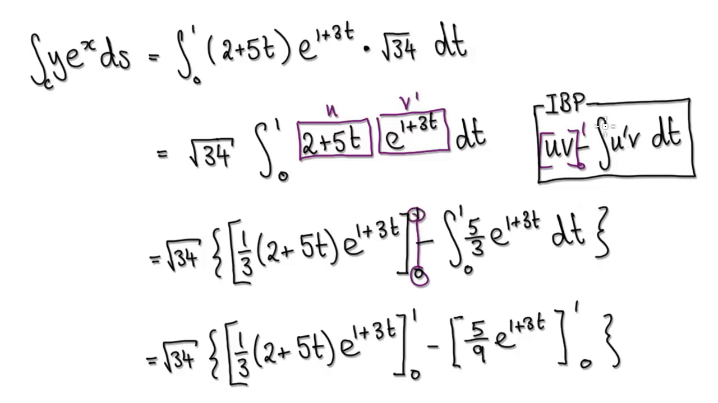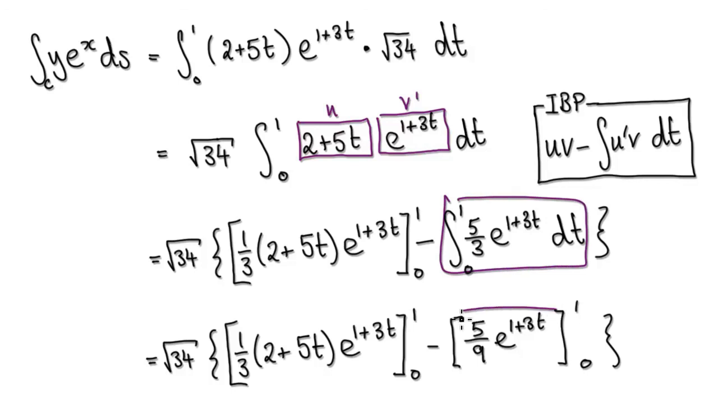Then the second part of integration by parts would be take away the integral from 0 to 1 of u prime times v. So u prime times v would be this thing here. We need to integrate it from 0 to 1. Now this is slightly easier to integrate. So integrate this, it will then give you this from 0 to 1.